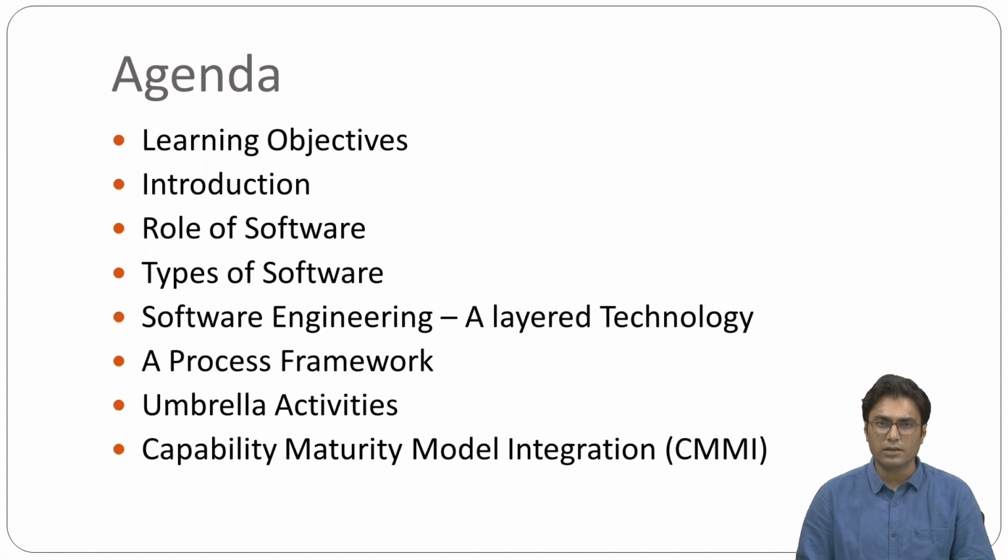So on your screen you can see our agenda of the unit, like learning objectives. Then we will go for introduction. Then we will see a role of software, then types of software. Then we will see software engineering, a layered technology. Then we will also see a process framework. And then we will see umbrella activities, then a capability maturity model integration, CMMI.